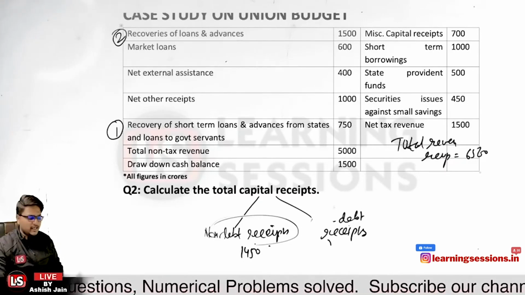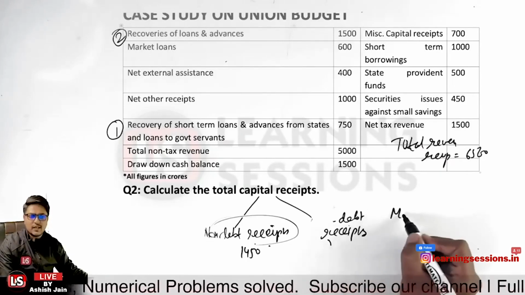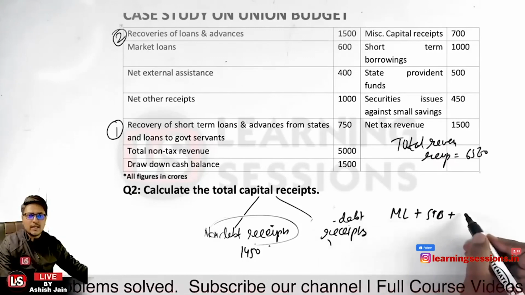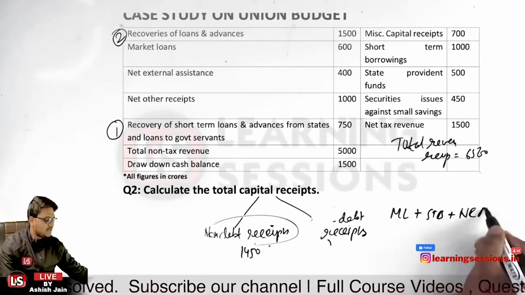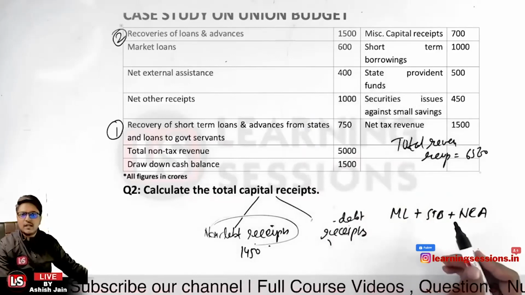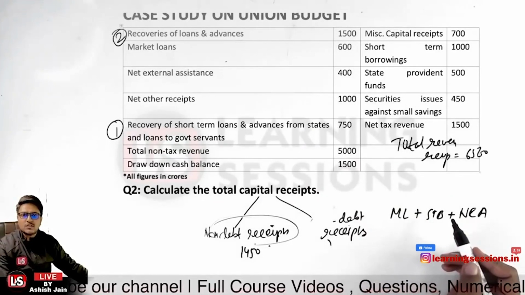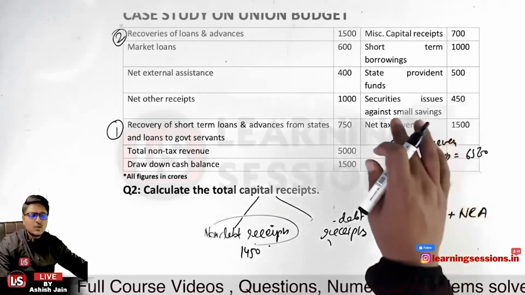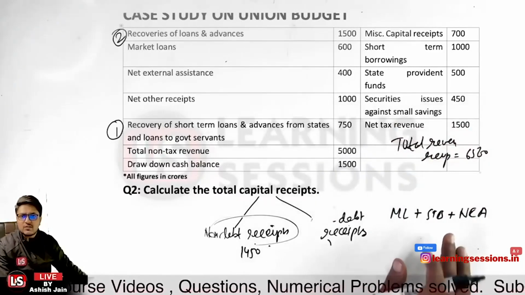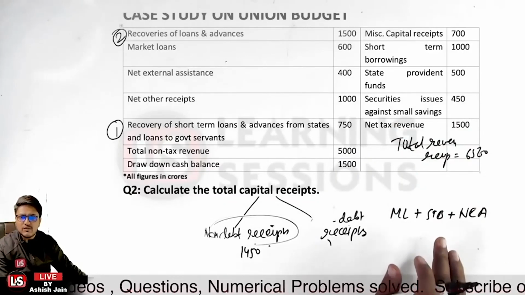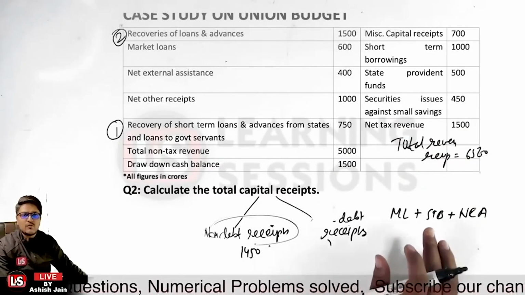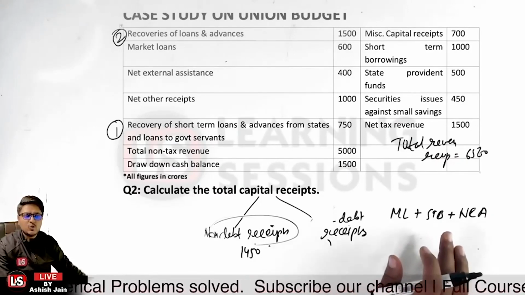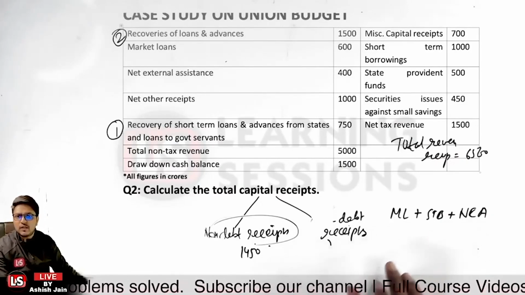Whether it is related to market loans, or short-term borrowings, or net external assistance, or securities issues against the small savings, or the state provident fund, or net other receipts, it is basically related to the debt receipts over here.